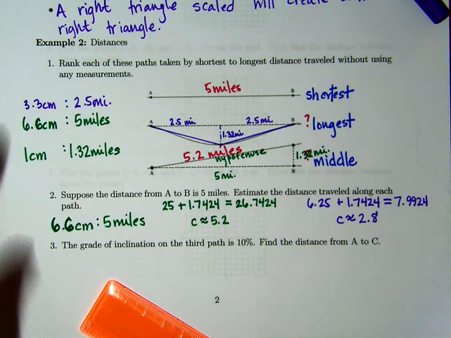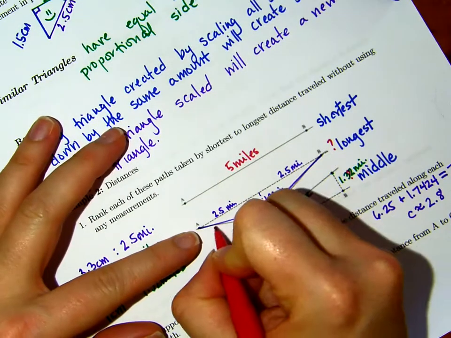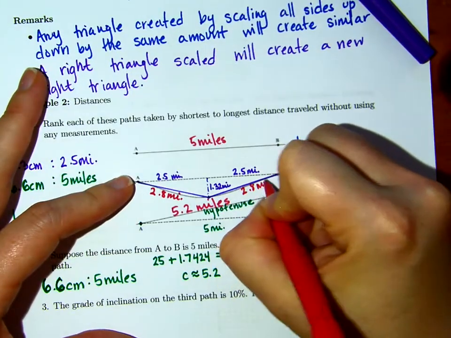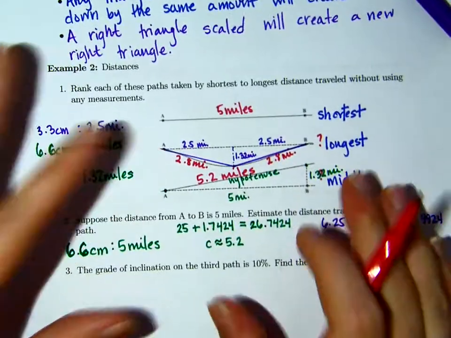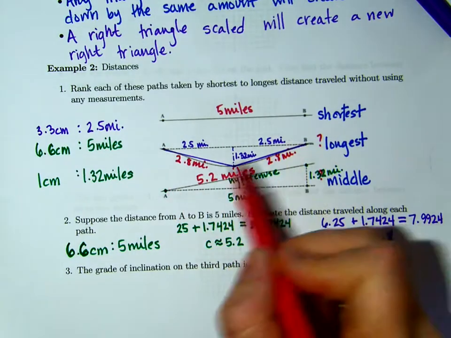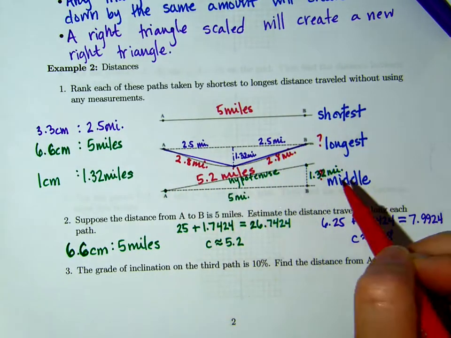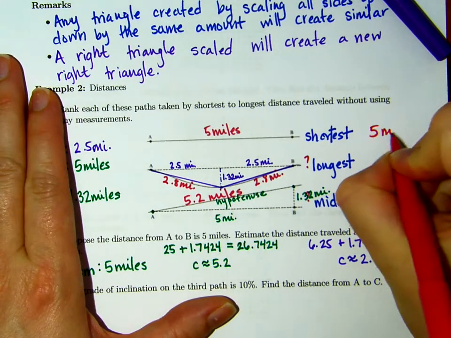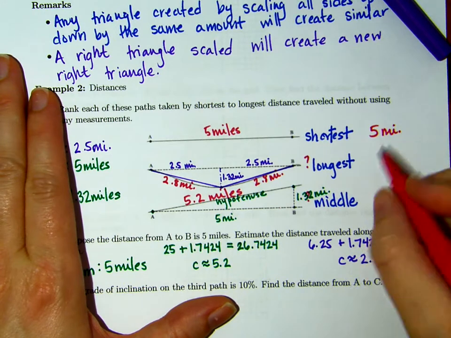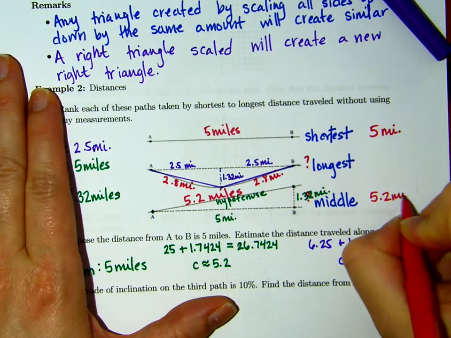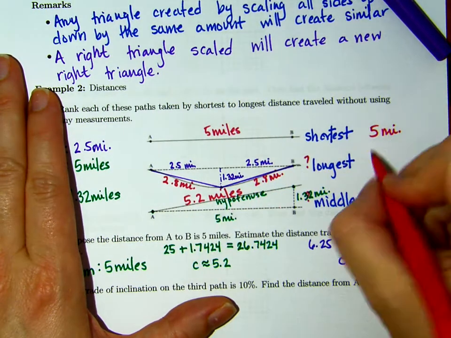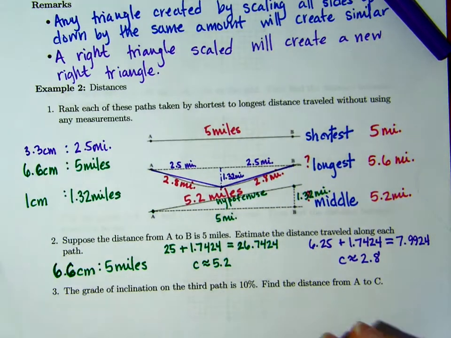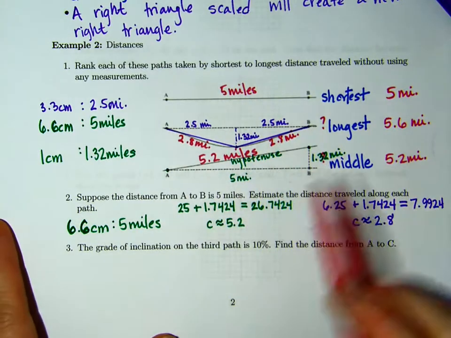Okay, so now let's label some stuff. I see 2.8 miles. I see 2.8 miles because they're the same triangles actually, just facing different directions, and that plus that makes 5.6. Oh my goodness, we actually really did get it. So shortest 5 miles, middle about 5.2 miles, and then this one 5.6 miles. Okay, so we really were able to do this.